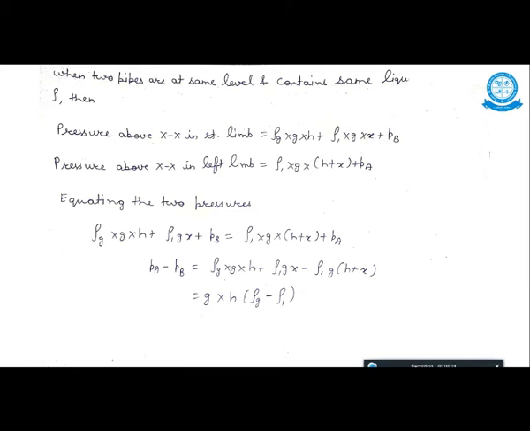Similarly we can find out the pressure above the datum line in the left limb: rho 1 g in bracket h1 plus h plus x, plus Pa. Equating these two equations again, we find out the pressure difference between Pa and Pb. So Pa minus Pb is equal to g into h in bracket rho g minus rho 1.